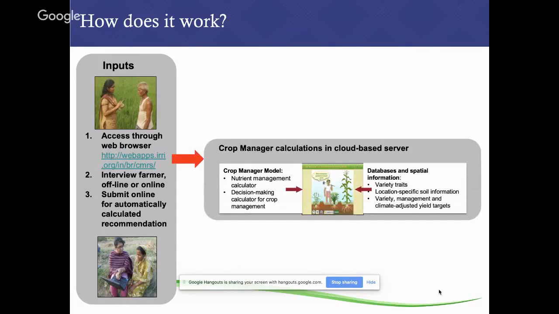And this server includes two models. One is the nutrient management calculator, which are the algorithms which have been developed, and the decision-making calculator for crop management. In addition to that, it also houses databases and spatial information on variety traits, location-specific soil information, variety and management, and climate-adjusted yield targets. Once this information is sent to the cloud-based server, within a few seconds, the recommendation is generated as a one-page output.